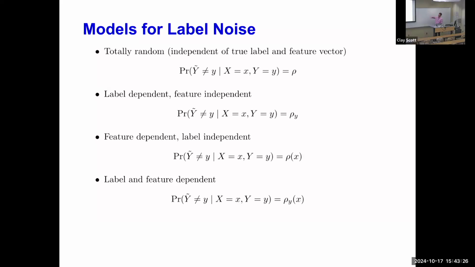So there's been a lot of work on all of these problems. As far as theory goes, however, the theory is mostly focused on the first three cases. And this one is quite challenging, as we'll talk about. But this is going to be our focus. And we're interested in both theory and algorithms for solving this type of situation where you've got label noise that's dependent on both the label and the feature.